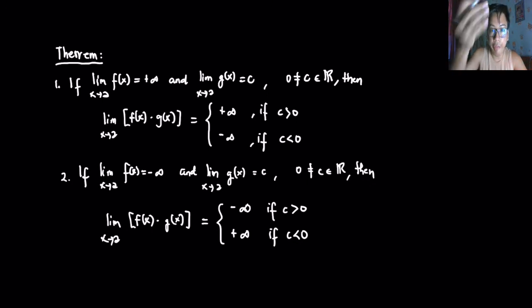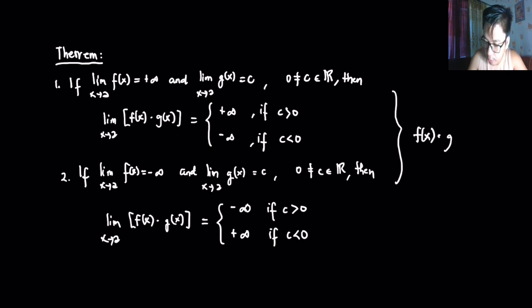So the first theorem in this video is about the product of functions. In this case, we focus on the format f of x times g of x. The first theorem says that if one of the functions, let's say f of x, has a limit of positive infinity, and the second one is any constant, any non-zero real number, so let's take note of that.